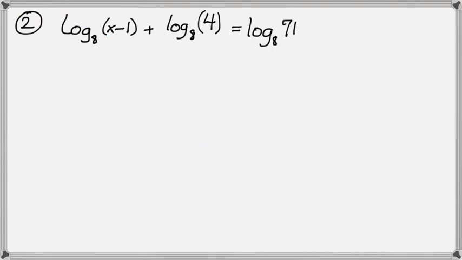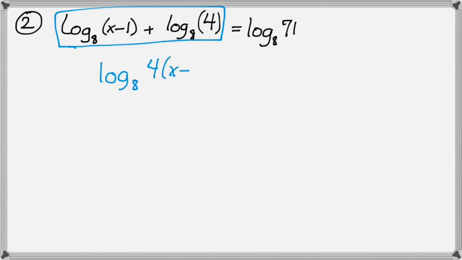Now let's do another one. So we don't have a single logarithm on the left side. We need to combine these two to create a single logarithm. Just like we were condensing equations last week, we're going to be condensing these also. So log base 8 of 4 times x minus 1 equals log base 8 of 71.